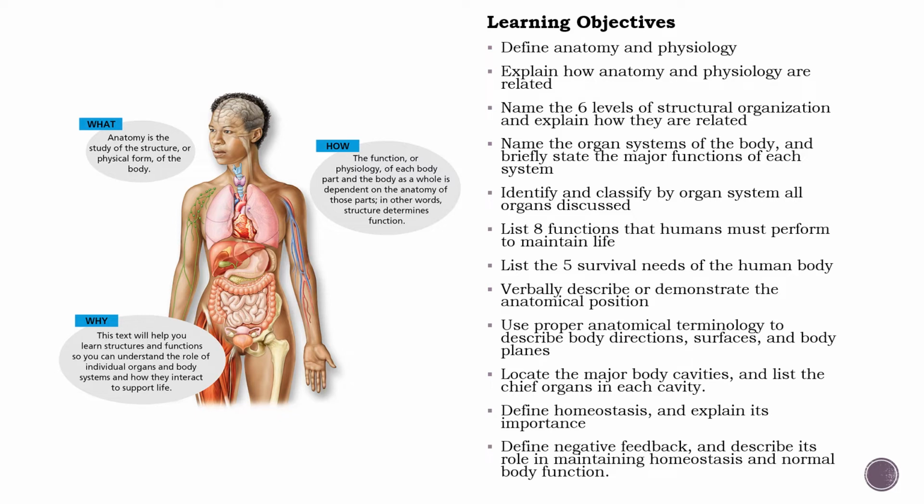anatomical position, using proper anatomical terminology to describe body directions, surfaces, and body planes, locating the major cavities and listing the chief organs in each cavity, defining homeostasis and explaining its importance, and defining negative feedback and describing its role in maintaining homeostasis and normal body function.